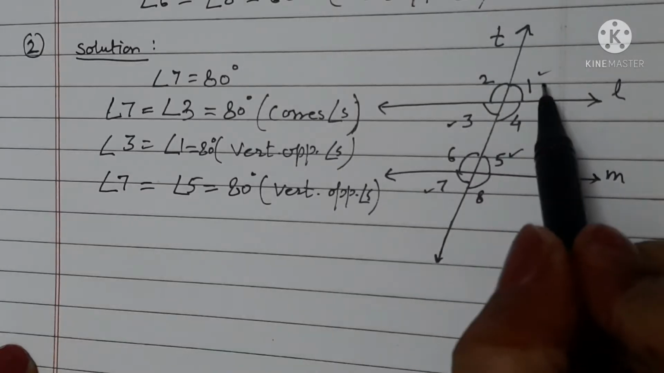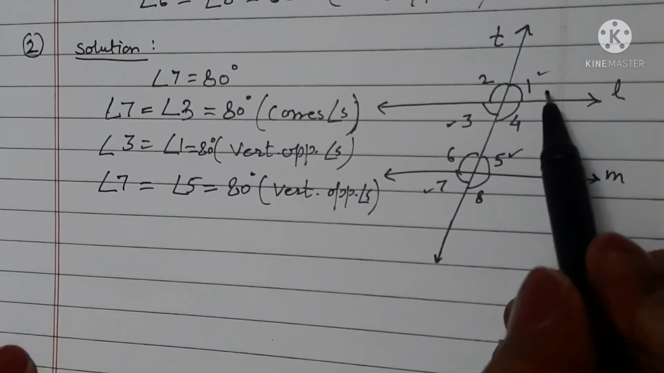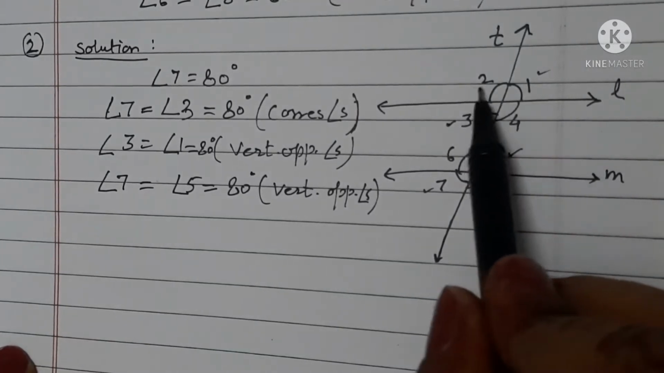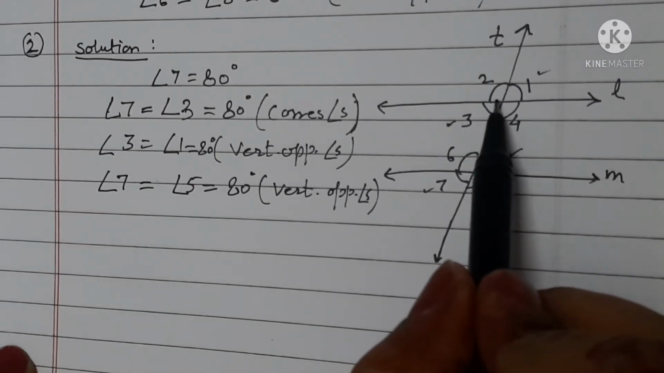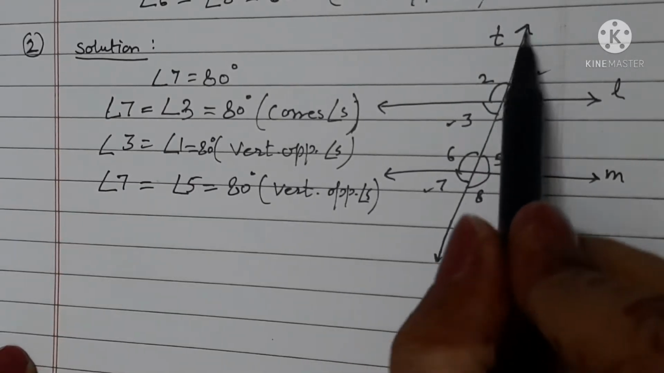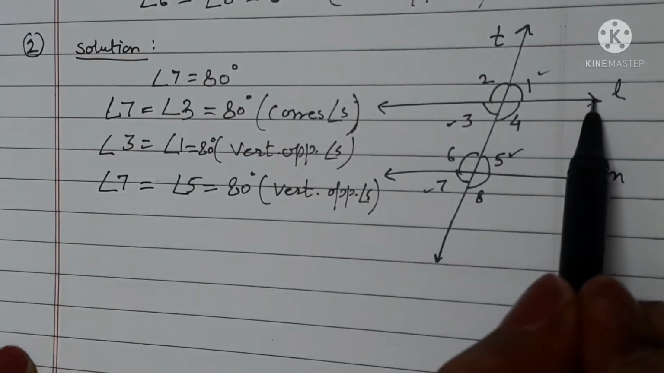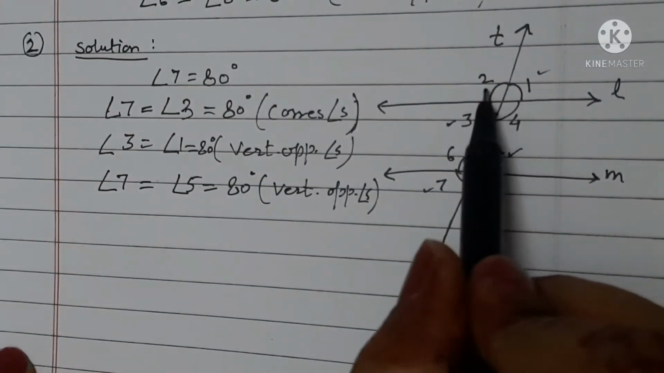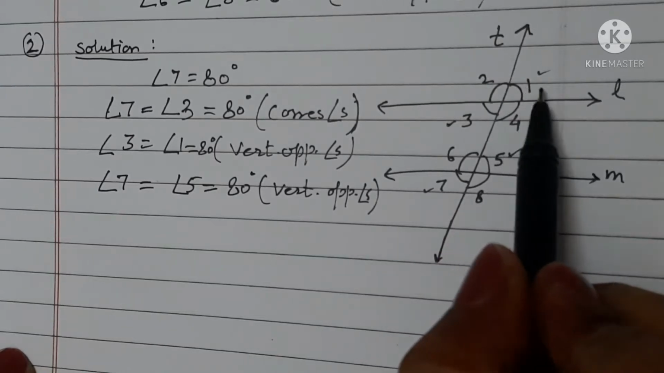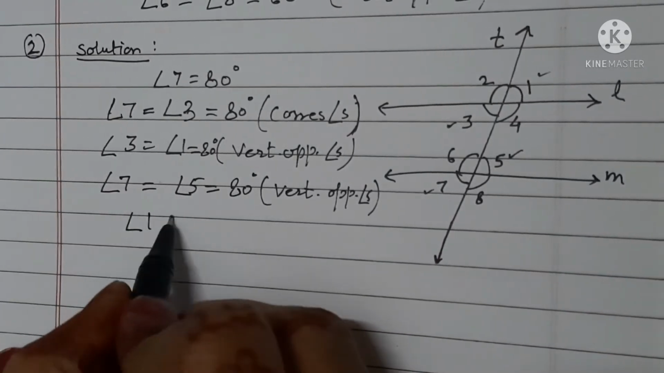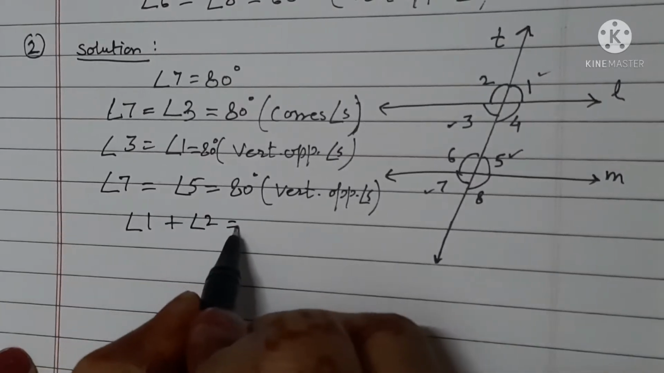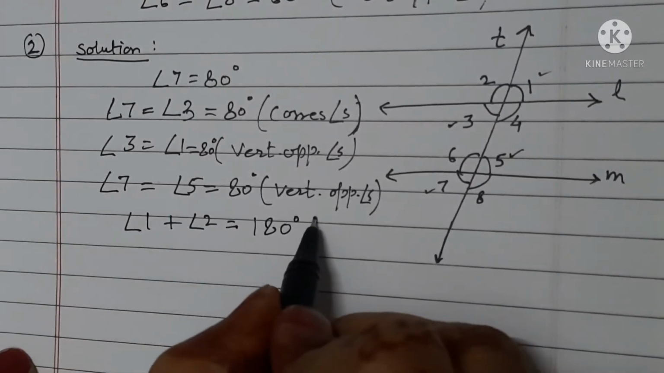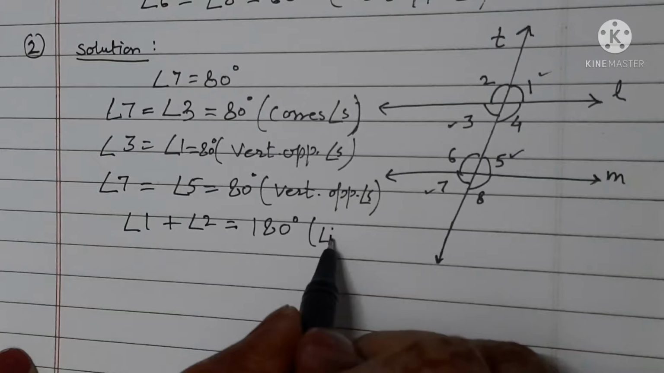Now how to get the others? See the pairs. Angle 1 and angle 2 are the angles formed by this ray standing on a line. So the sum of a linear pair will be 180 degrees. So right here angle 1 plus angle 2 is equal to 180 degrees and give the reason, linear pair.